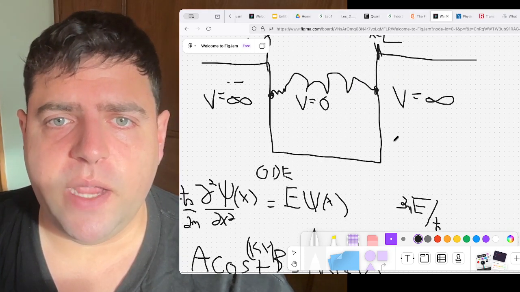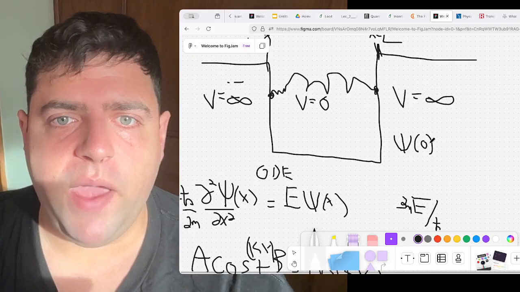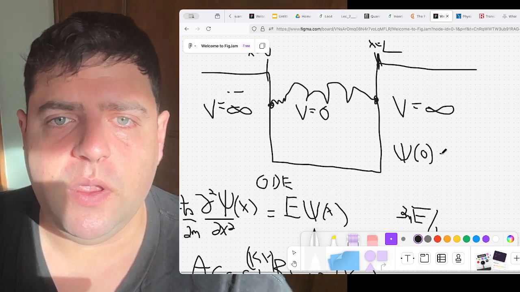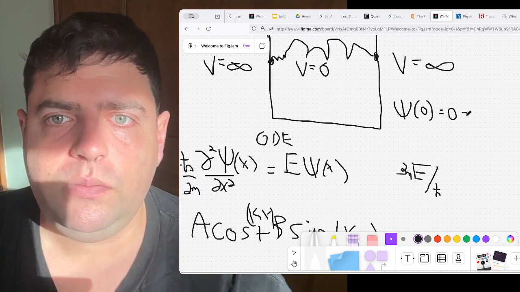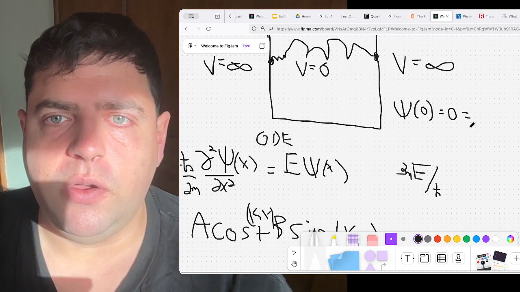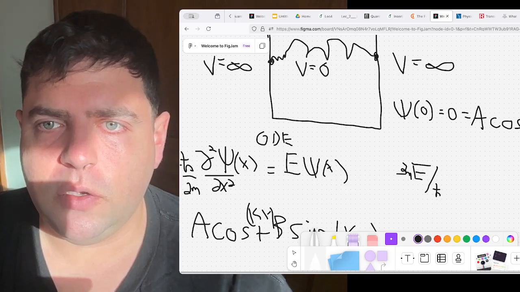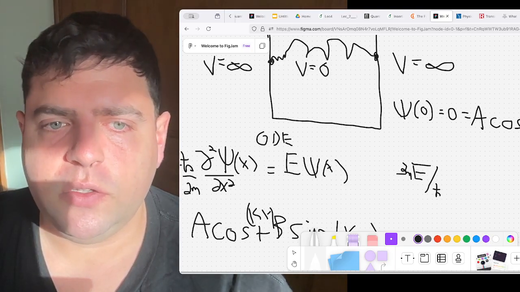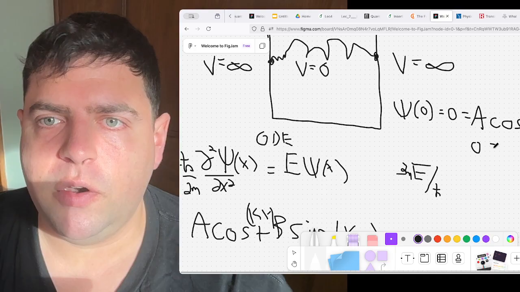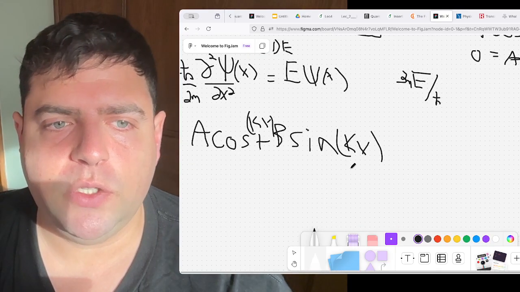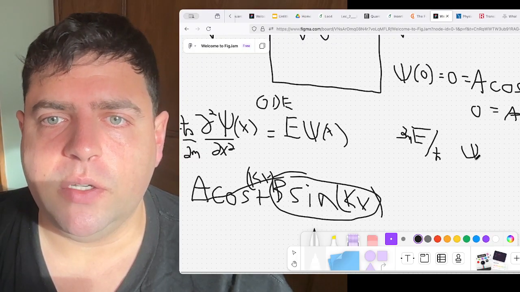So we actually write that down mathematically by saying this. Psi of x at x equals 0 equals 0. So in that case, this thing, when x is 0, needs to equal 0. A times cosine of 0 plus B times sine of 0, which is 0, right? Plus 0. So 0 equals A. A needs to equal 0. Okay, so this goes out, and we're dealing with a sine. Let's apply the second boundary condition.